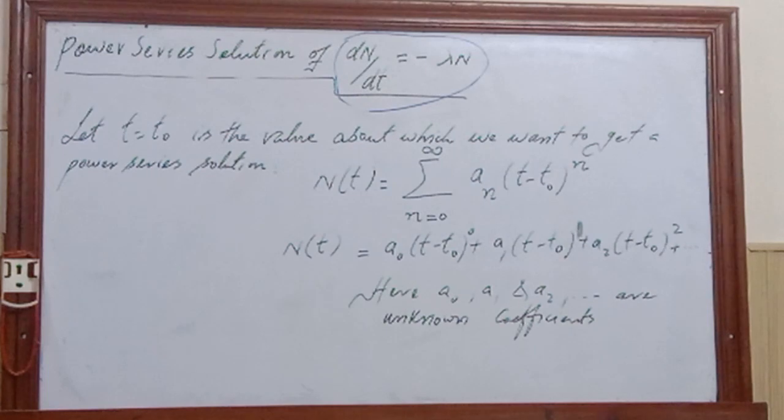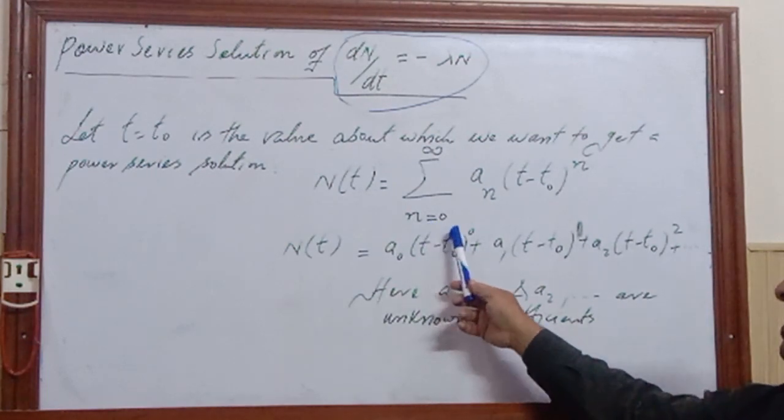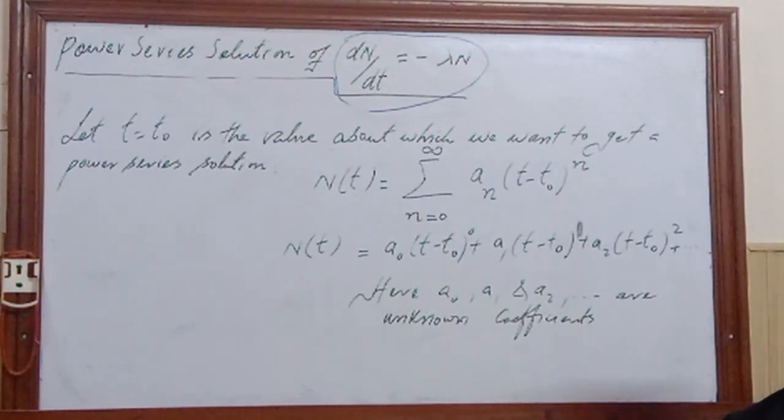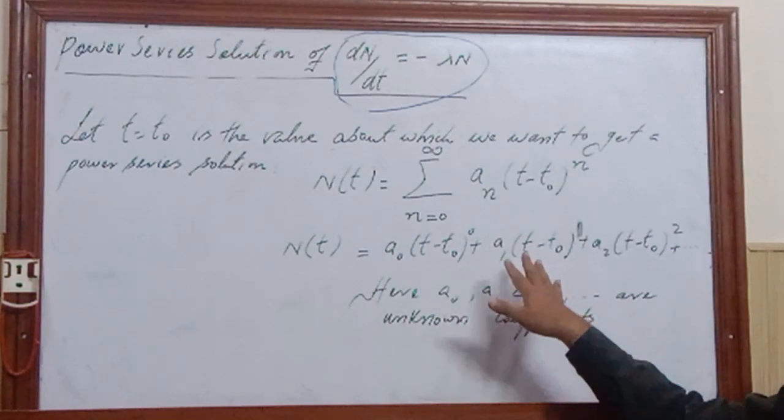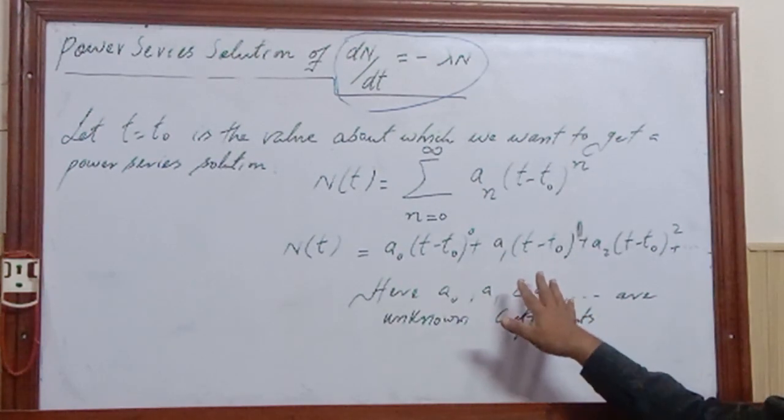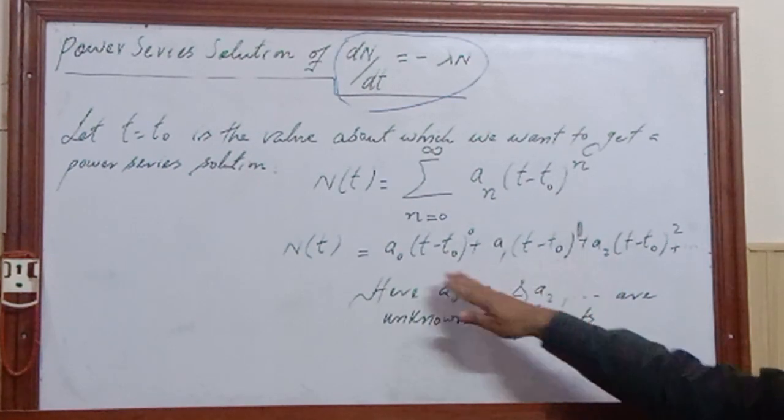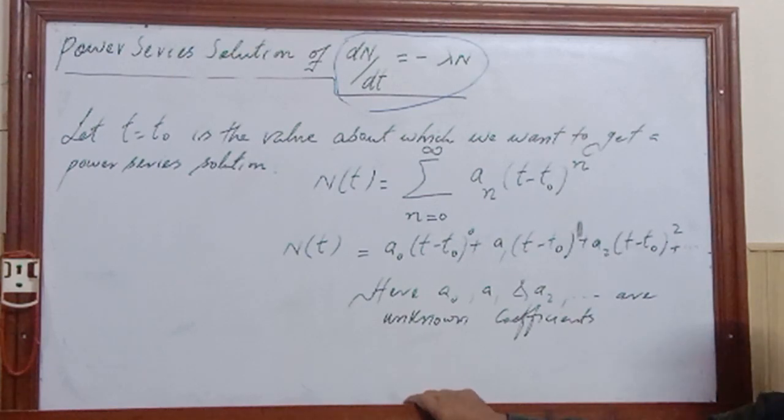In both situations, we can start the index variable from minus infinity to plus infinity. For the sake of simplicity, I have shown the index variable small n going from 0 to infinity. In that case, we get a power series involving an infinite number of terms, so there are an infinite number of unknown coefficients. In principle, this will be an infinite power series.